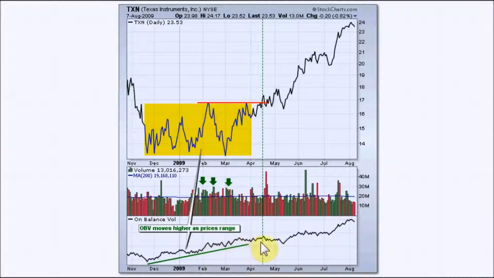Now, the day of the breakout, OBV did reach new highs right here, as the stock broke out to new highs. But basically, when you see a stock with resistance right at 17, or just under 17, 4 times, and the OBV is rising, you can expect that the stock will move up next.